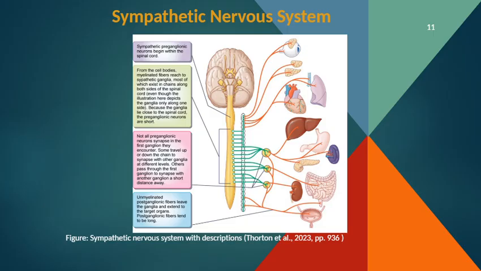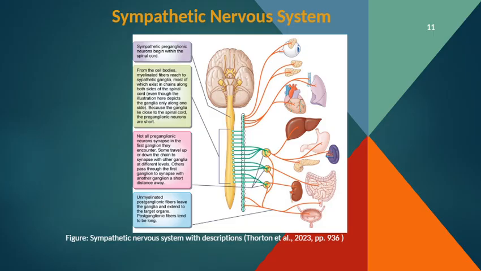The sympathetic division of the autonomic nervous system is often called the fight-or-flight system. This system prepares the body to respond to stress, emergencies, or perceived danger. It increases alertness, redirects blood flow to essential muscles, and activates organs that help us react quickly.